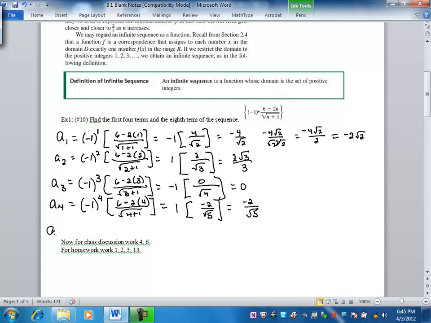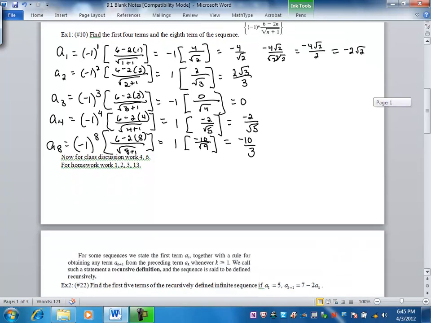And then the eighth term, a sub 8, equals -1 to the eighth times 6 minus 2 times 8 over the square root of 8 plus 1. So we've got 1 times 6 minus 16 is -10 over the square root of 9. This gives me -10 over 3, and so that's the eighth term. And that's how we go about finding the terms in a sequence.